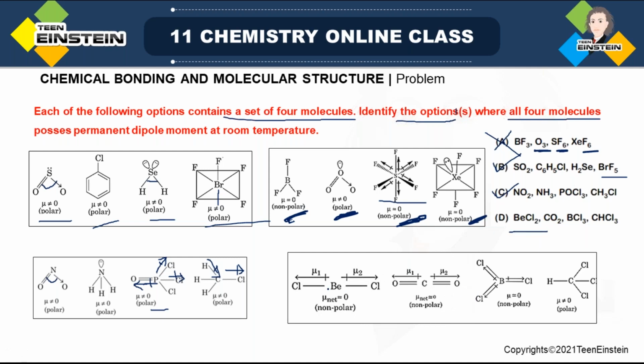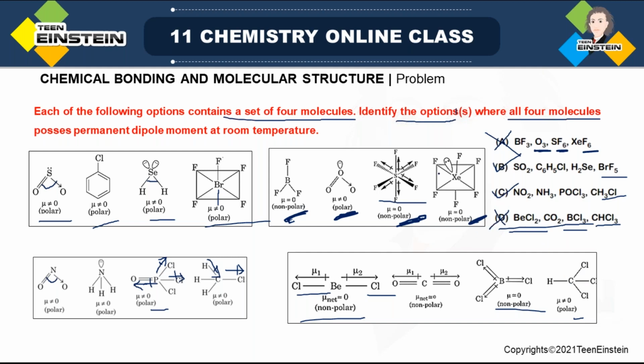BeCl2, this is linear. So this bond and this bond, they are cancelling each other. This is non-polar. CO2 we already know. This is very common example. And BCl3, it is just like BF3, similar case, trigonal planar. So that is why it will be non-polar. And we also have CHCl3. Don't confuse with CH3Cl, though it is true that in both the molecules, overall dipole moment is present. Okay. So here also it will show polarity. But except CHCl3, these three are not showing any dipole moment, so this is not correct.